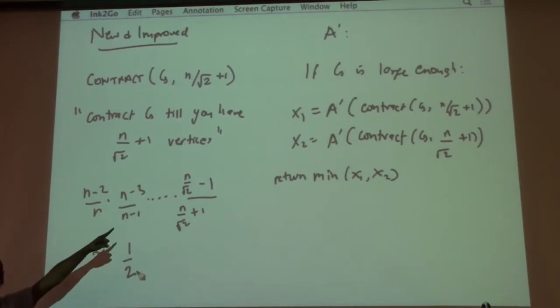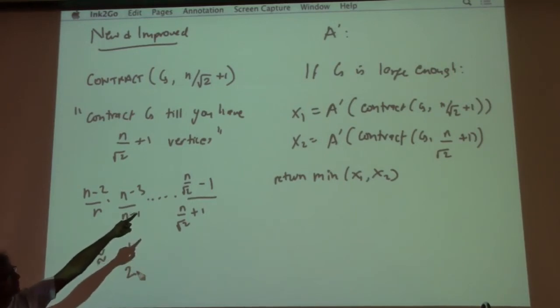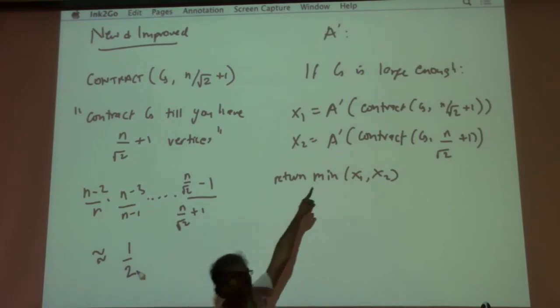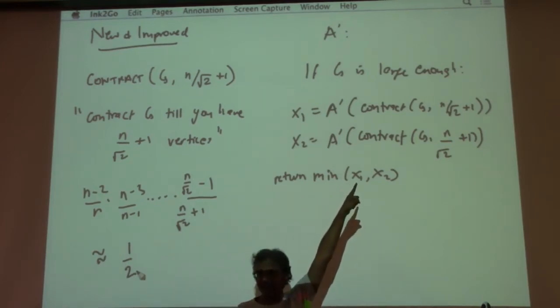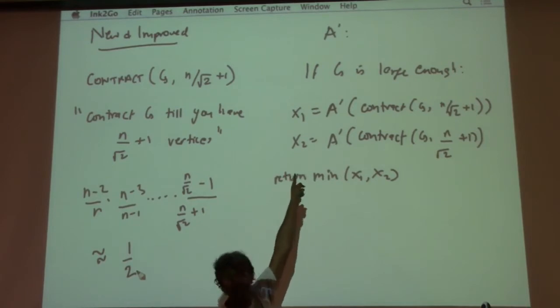Okay, what is the probability of failure here? It's the probability that both of these fail. What is the probability that one of these fails? The probability that this algorithm fails is the probability that the contract operation fails, right? Or, and then recursively it fails after that.